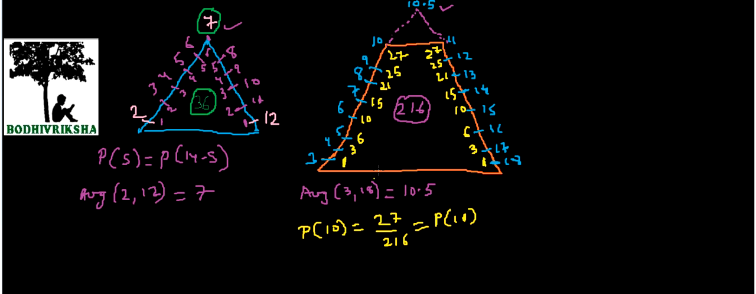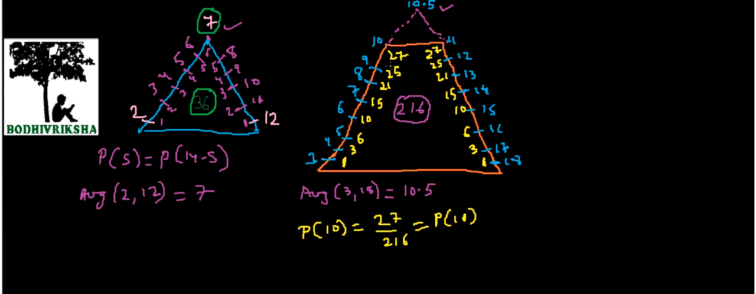Another interesting thing here is, if you see, the sum of 3 and 18 as sums is 21, 4 plus 17 is 21, 5 plus 16 is 21, 6 plus 15 is 21, right? In other words, you also see that the probability of getting the sum as 6 is the same as the probability of getting the sum as 15.